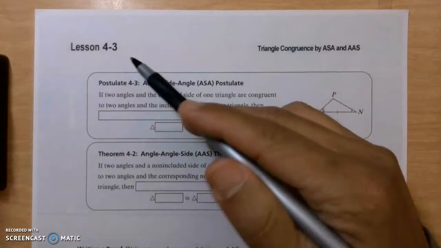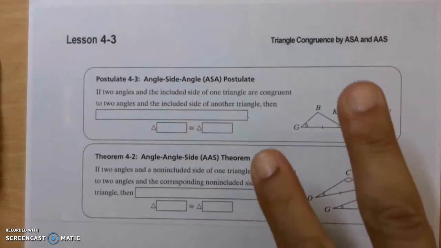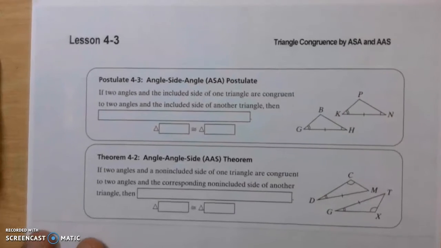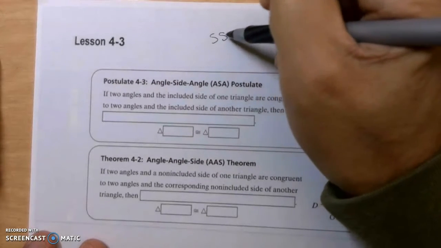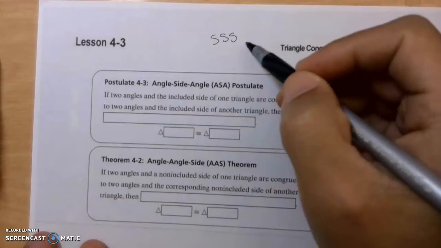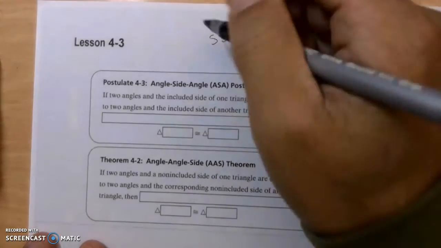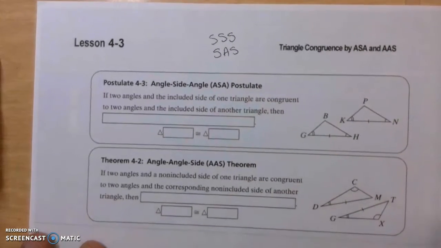All right, we're going to go over notes on lesson 4-3. We're going to introduce two more ways to prove that two triangles are congruent. So from the previous work, there was side, side, side, which meant if three sides in one triangle were congruent to three sides in the other, the two triangles are congruent. We also saw side, angle, side. Well, we're going to add two more here.